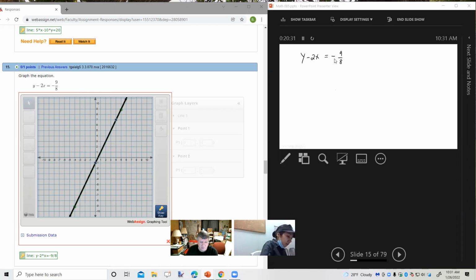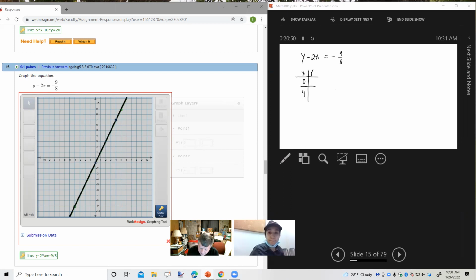What I want to do, I don't know if you can see over here on the WebAssign the ordered pairs that the student chose, but I'm going to use the same x values, which was x was 0 and x was 4, and see what we come up with. I think their calculations are off, but we'll see. All right, so we're going to find two ordered pairs.